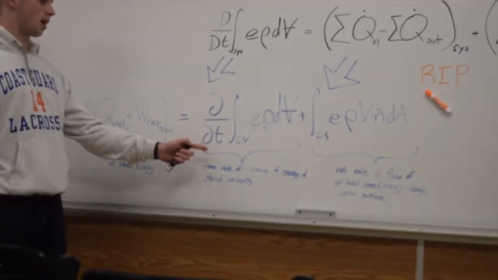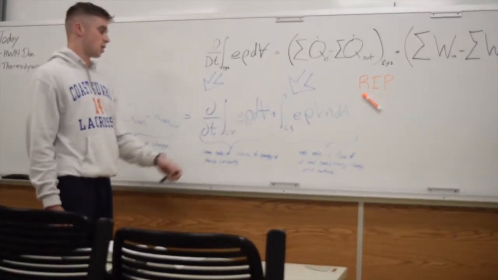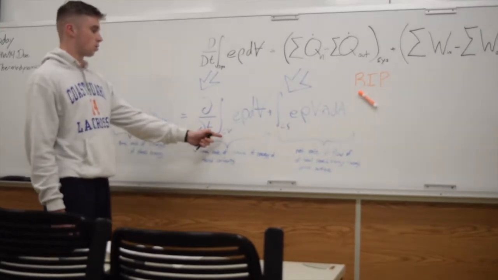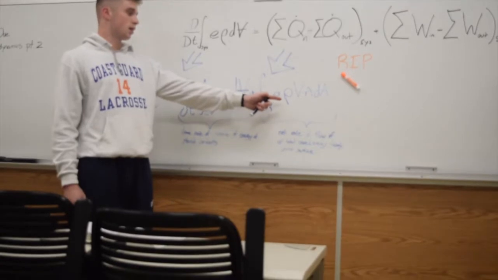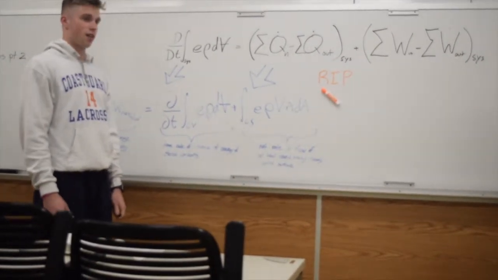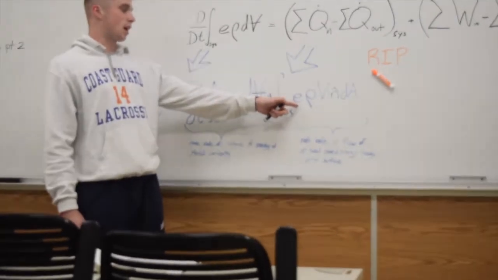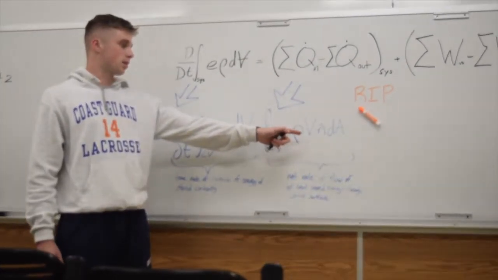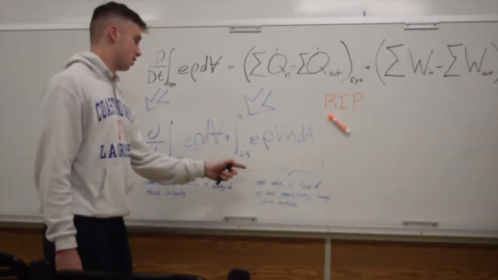partial derivative with respect to time of specific energy times the density times the change of volume integrated over the control volume plus the integral of the specific energy times the density times the velocity dotted with the n vector times plus the integral over the control surface of the specific energy times the density times the velocity vector dotted with the n vector times the area of the control surface.